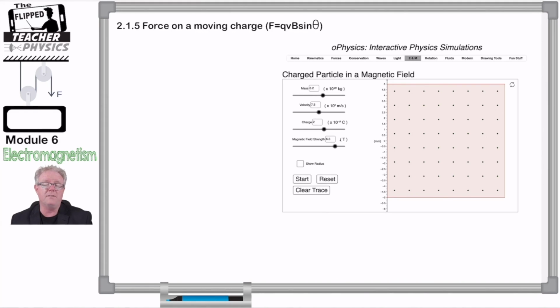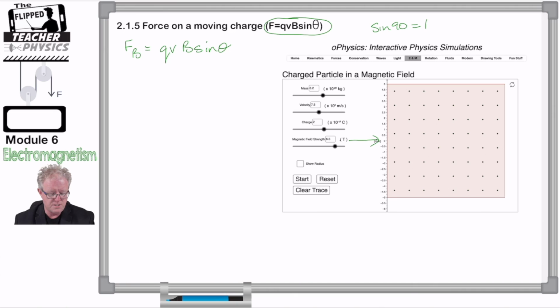Alright, so now we're going to be looking at this app and manipulating the app to see more about this equation here. So FB is equal to qvB sine theta. Now remember, if the particle's coming in at 90 degrees to the field, then sine of 90 is equal to 1. So pretty much that sine theta is going to be gone. So that's what the relationship is there.